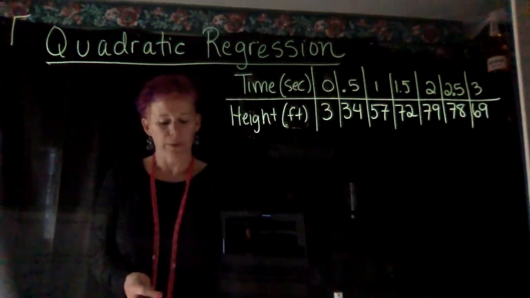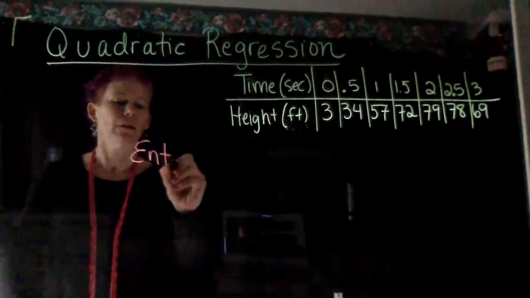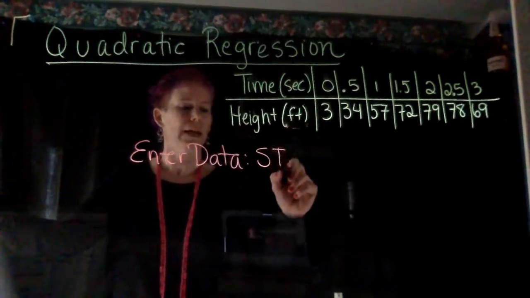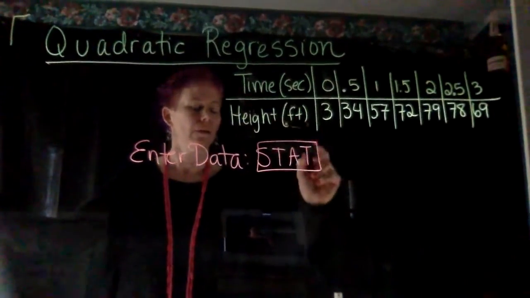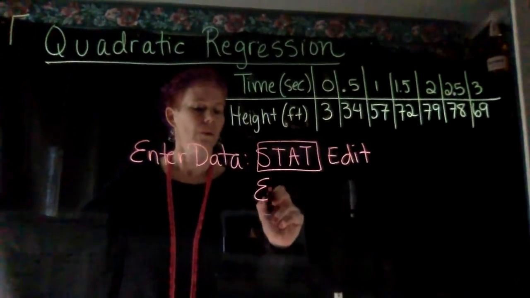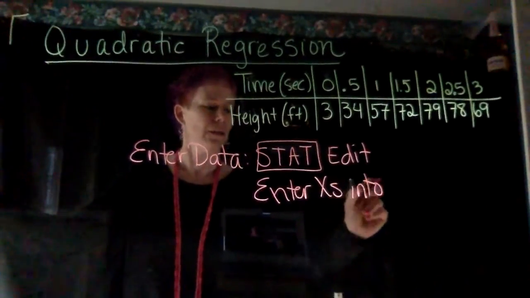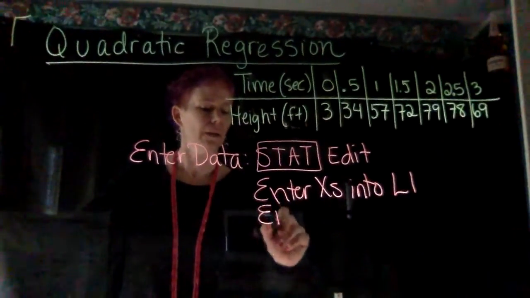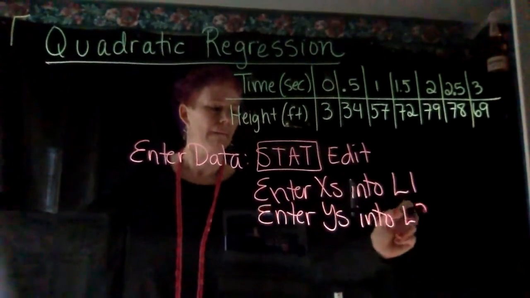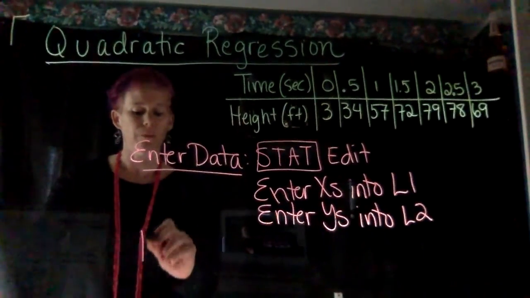So I'm going to put the calculator buttons up. So to enter our data, we went to stat, we stayed in edit, enter your X's into list 1 and enter your Y's into list 2. So now we're going to actually perform the regression.